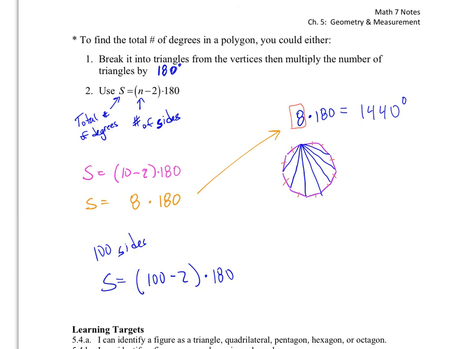Is it always going to be 2? It's always going to be minus 2. That's our formula. Because when you draw it, there's 2 sides that you're not going to use. Okay. So 100 minus 2 is 98 times 180. 17,640. 17,640 degrees. That's how many degrees are in a 100-sided figure.